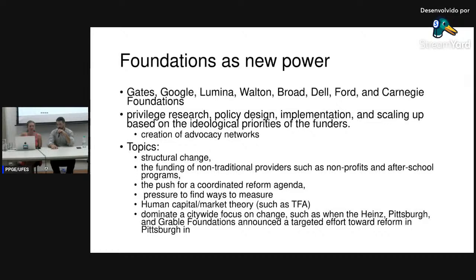Any questions about foundations? Think tanks? Yeah. Alguma questão sobre as fundações?